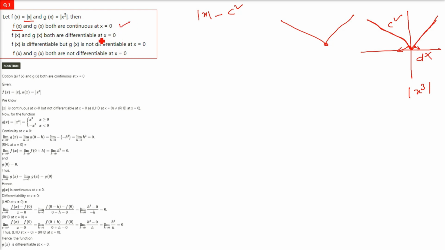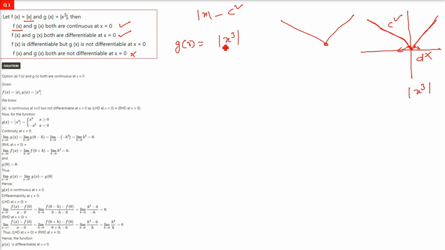Now coming to this modulus of x cube, that we are definitely going to see. Well, it also is similar to the modulus x because it is just x cube, but it is inside modulus. So let us check it. The last one is incorrect because the modulus x is not differentiable.